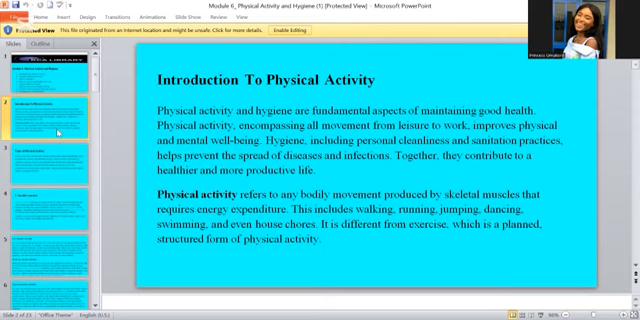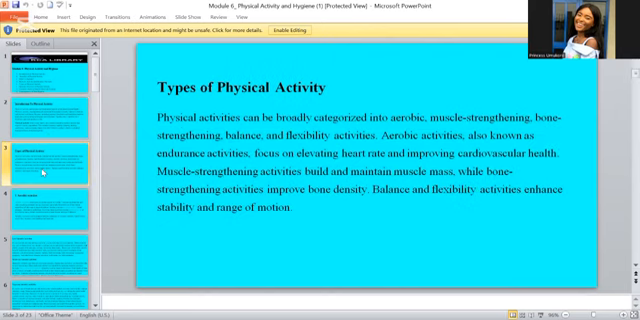Physical activity refers to any bodily movement produced by skeletal muscles that requires energy expenditure. It includes walking, running, jumping, dancing, swimming, and even house chores. It is different from exercise, which is a planned, structured form of physical activity. What are the various types of physical activity?